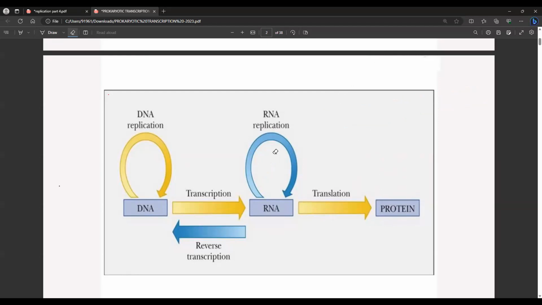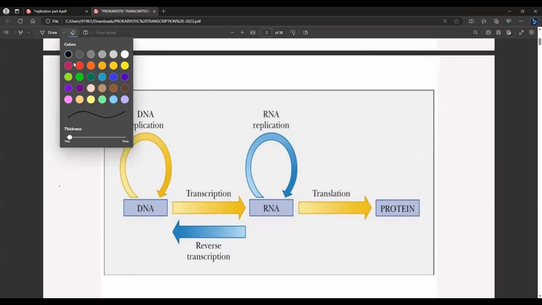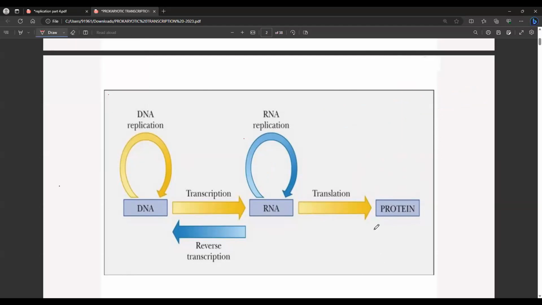Now, every one of you listen. What is the name of the enzyme, and what is the process, first of all? Listen, every one of you. DNA-mediated RNA synthesis. What do we call it? We call it transcription. What do we call it? Transcription.